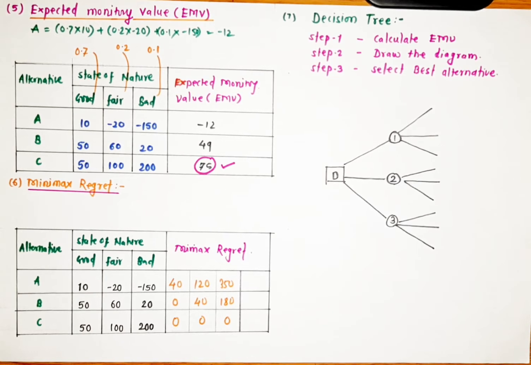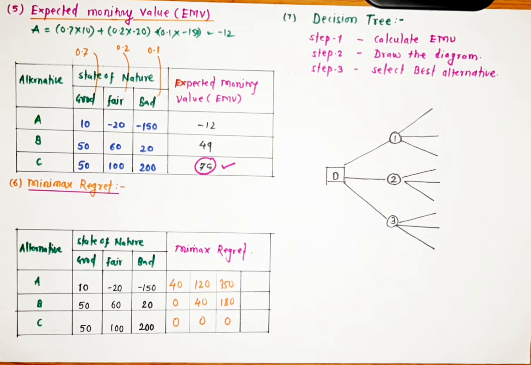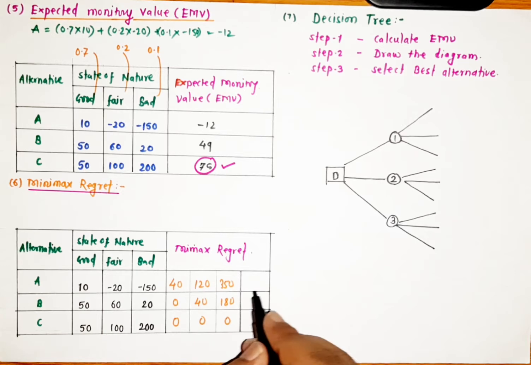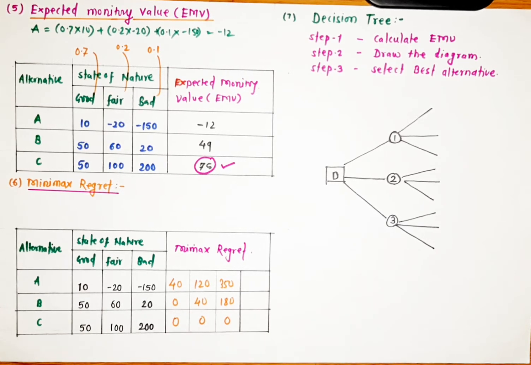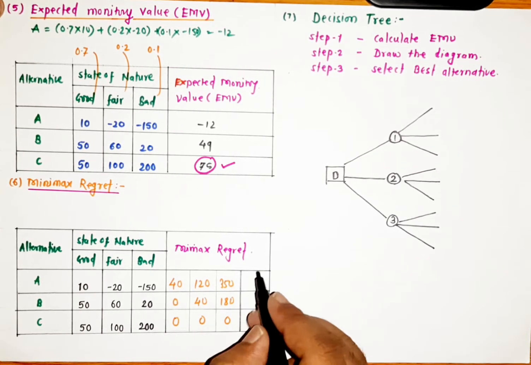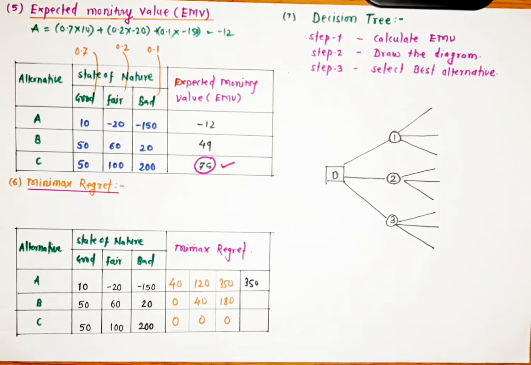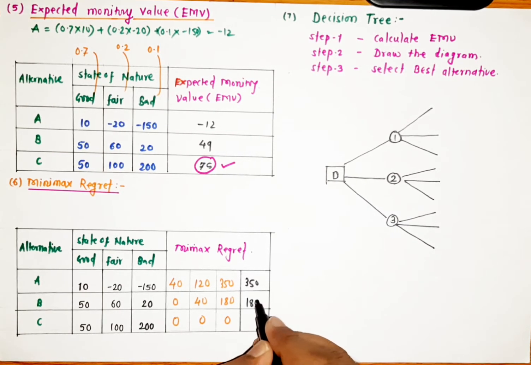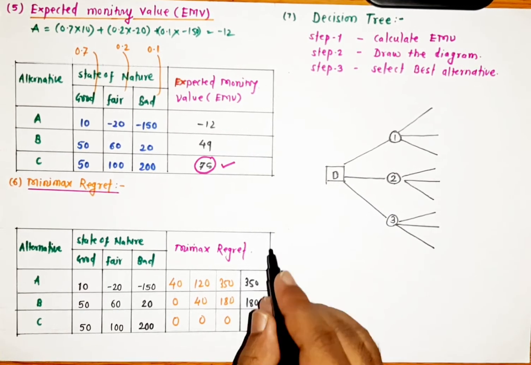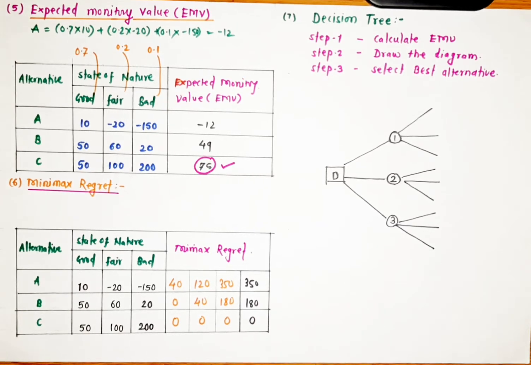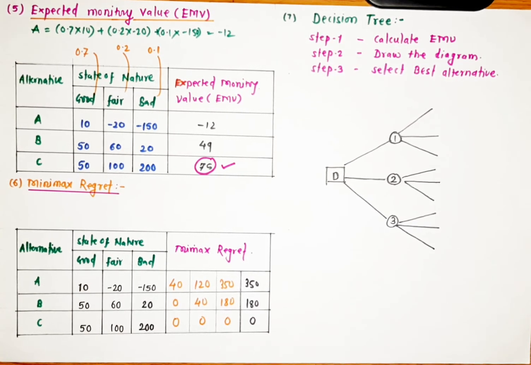So ultimately we get a regret table. In this table we take the maximum value of each row: 150, 350, then 180 and the 0. Hmm, from this we have to choose the minimum. Here the minimum value is 0, therefore choose option C.